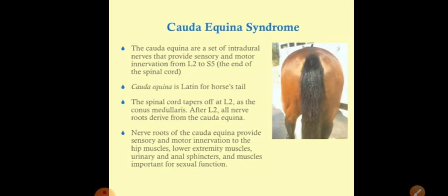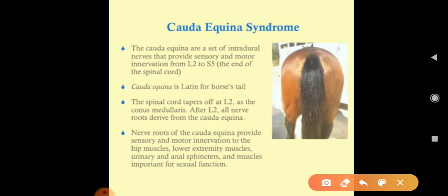Today we are going to discuss Cauda equina syndrome. The Cauda equina are a set of intradural nerves that provide sensory and motor innervation from lumbar 2 to sacral 5, the end of the spinal cord. Why do we call it Cauda equina? Cauda equina is a Latin word. Cauda equina means a horse tail.